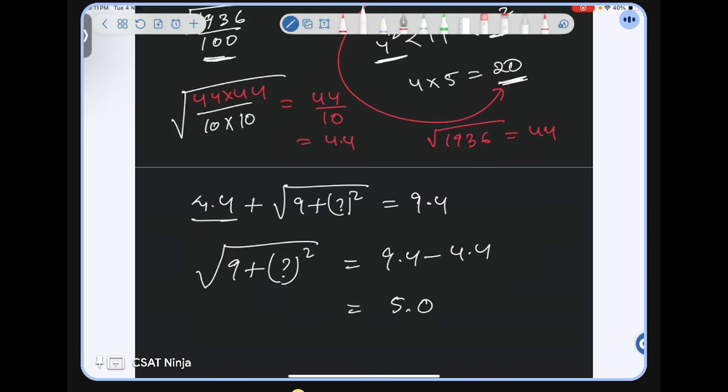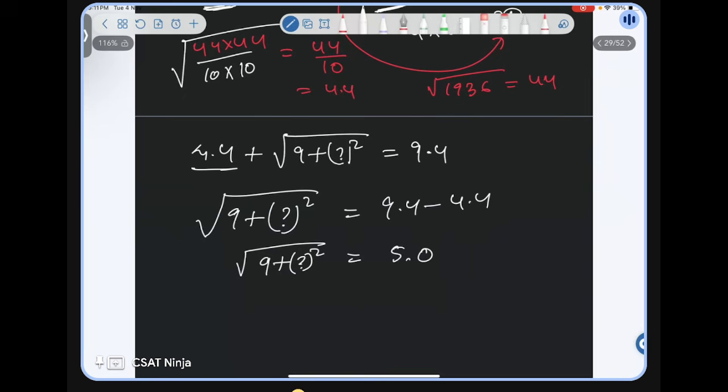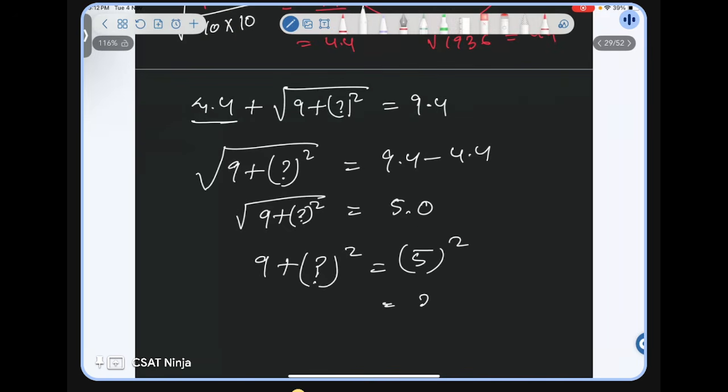5.0. So root over 9 plus question mark whole square. If you transfer this square root to the other side, it will be how much? It will be square, okay? 9 plus question mark whole square. If you transfer this one to the other side, it will be 5 whole square. 5 square is how much? 25. And 9 plus question mark whole square.